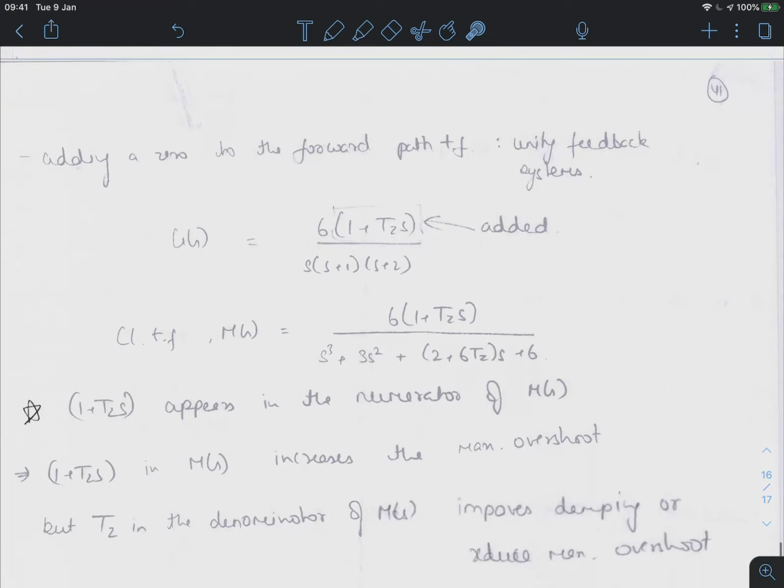Now if I add a 0 to the forward path transfer function, considering the case of a unity feedback system, here I have considered G(s) as 6 times (1 plus tz s). So this is the additional 0 in the forward path, and in the denominator polynomial I have s(s plus 1)(s plus 2). So if I write the closed loop transfer function considering this forward path transfer function, I would obtain this one.